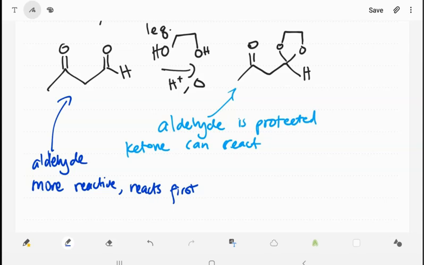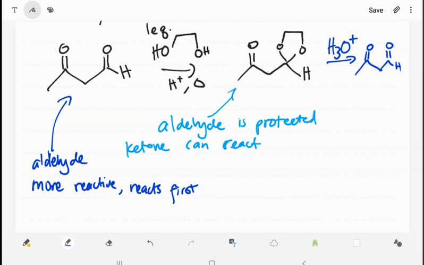So with the aldehyde, the cyclic one that we just made, we could just get rid of it. Yeah, we can get rid of it later if we want to, for sure. So the whole point of this is just to protect it. Yeah. Or do whatever you need to do. Put acid in this, you get your aldehyde right back.